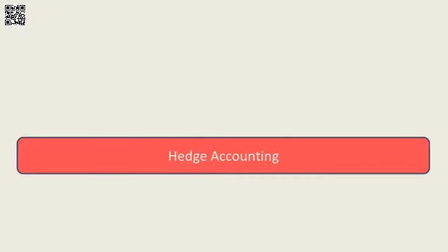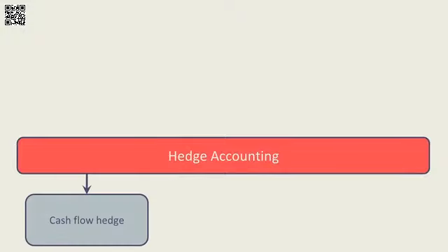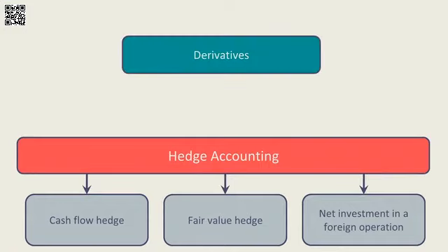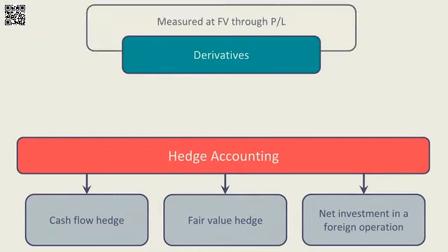Now let's take a look at hedge accounting. And typically hedge accounting will involve derivatives. And there are three types of hedge accounting. There's a cash flow hedge, a fair value hedge, and a net investment in a foreign operation. Now, derivatives, of course, are betting on an underlying variable at a future point in time, and technically, therefore, all derivatives should be measured at fair value through profit and loss.